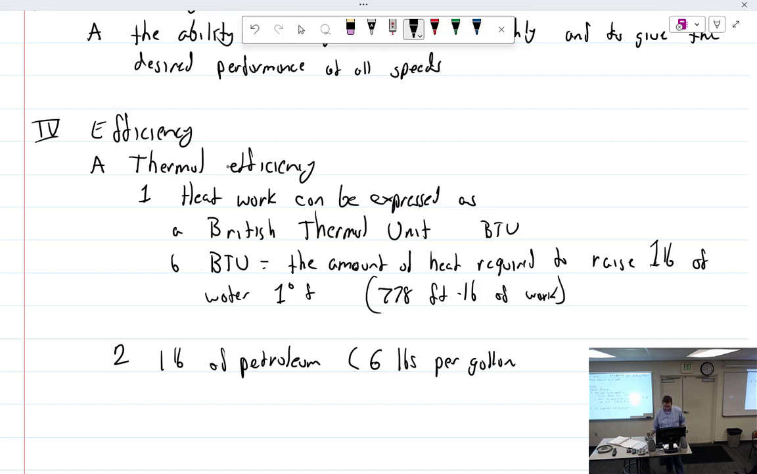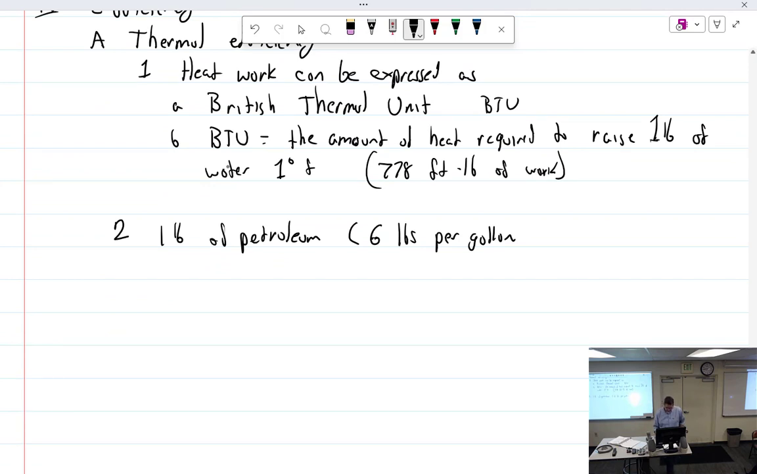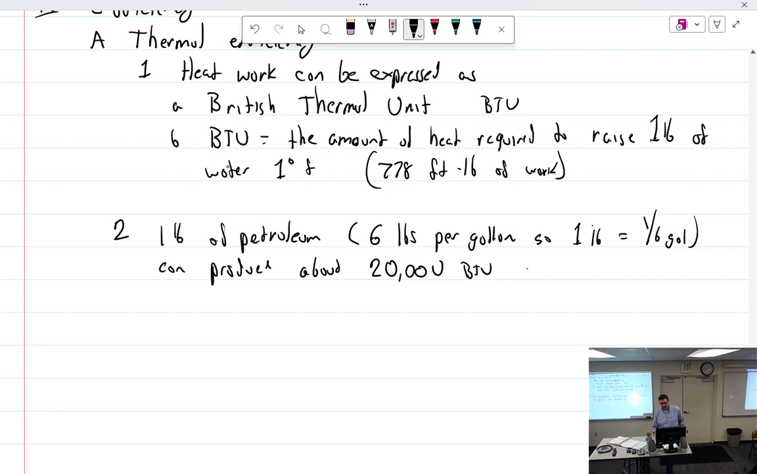Does that say 778 pounds? Yes, it does. Six pounds per gallon, so one pound is how many gallons? One sixth of a gallon can produce about 20,000 BTU, or 15,560,000 foot-pounds of work, which was 778 times 20,000, which is where I got that number. That's a whole lot of work one pound of petroleum can produce.